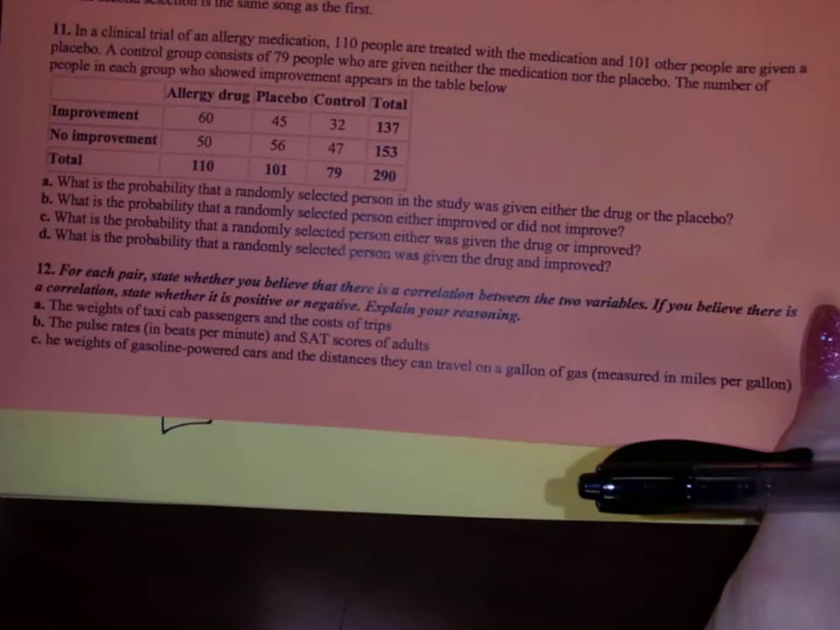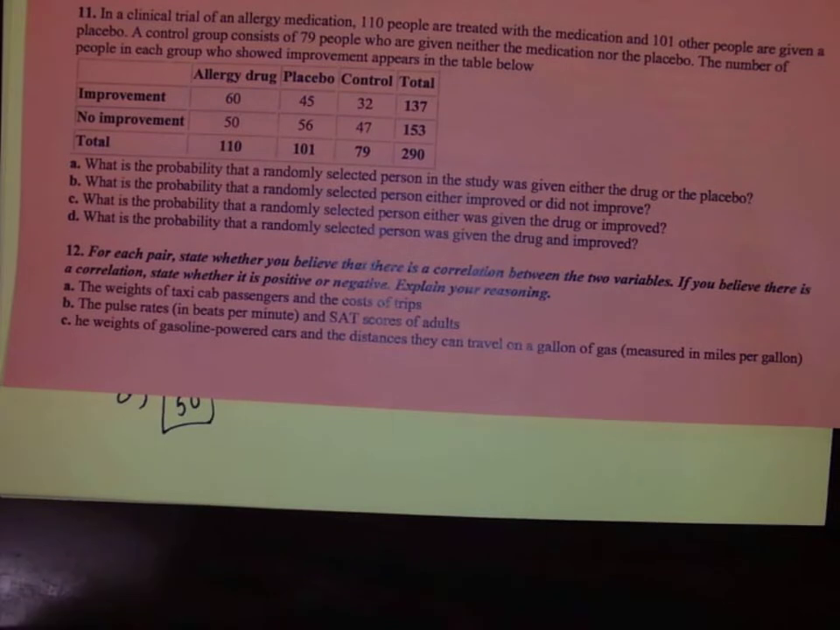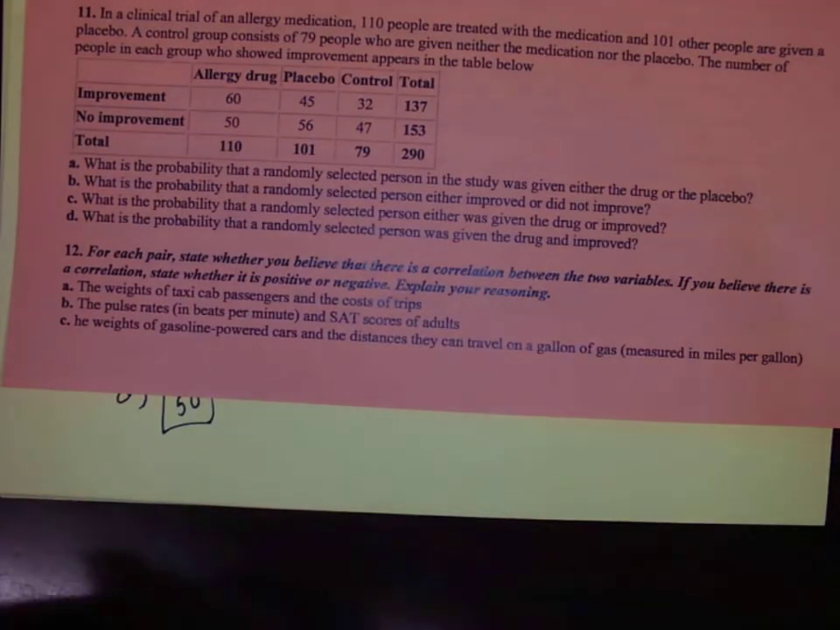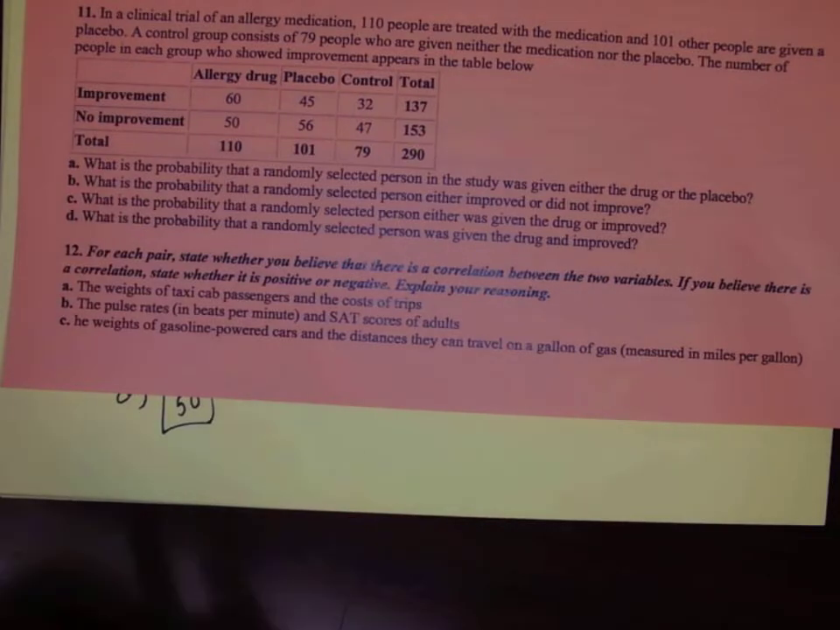All right, number 11. In a clinical trial of an allergy medication, 110 people are treated with the medication and 101 other people are given a placebo. A control group consists of 79 people who are given neither the medication nor the placebo.